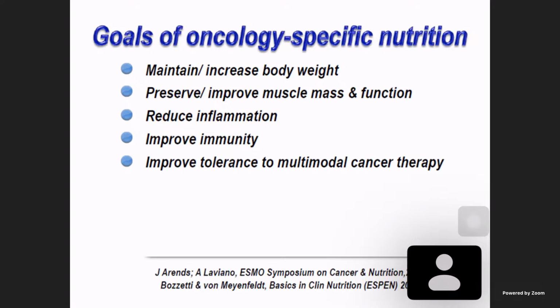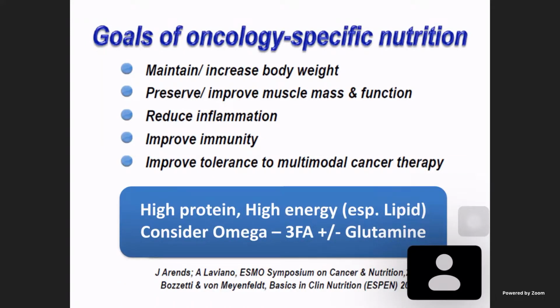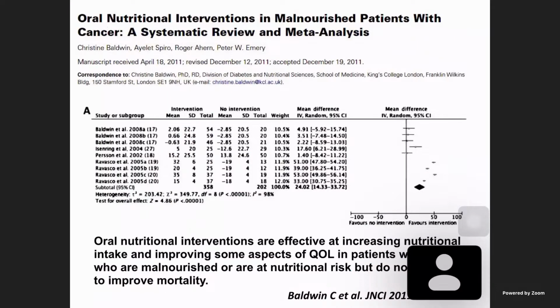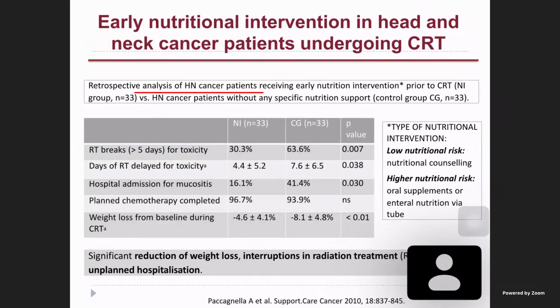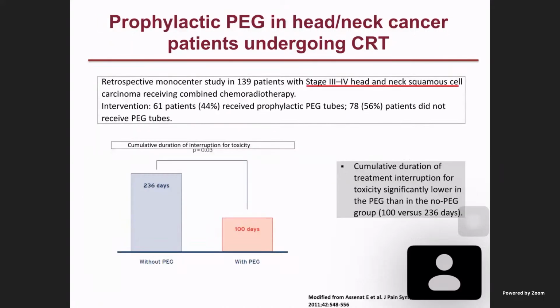preserve muscle mass, reduce inflammation, improve immunity, and improve the tolerance to multiple cancer treatments. Ideally, high protein, high energy, especially lipid-based therapy should be the baseline. So we know if the interventions are done at the right time, there are fewer breaks and better outcomes. We know the prophylactic PEG tube insertion in head and neck cancer patients has improved outcomes.